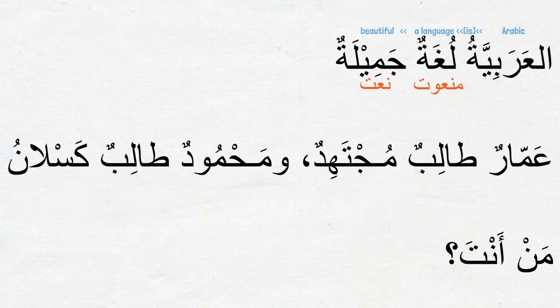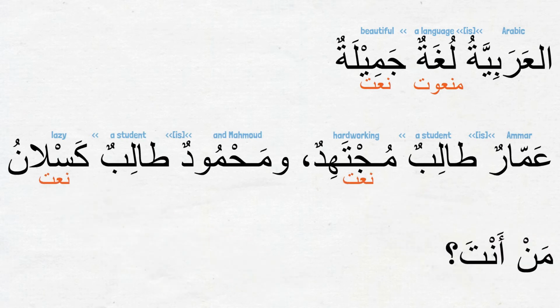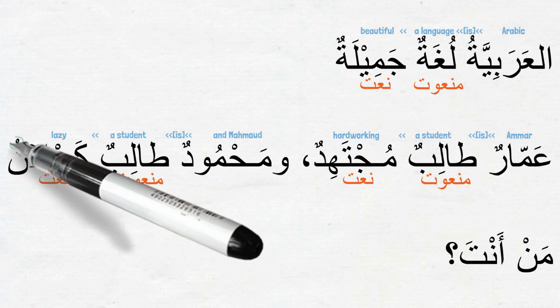Next we have عمار طالب مجتهد ومحمود طالب كسلان. Ammar is a hard-working student and Mahmud is a lazy student. Here we have the ism mujtahidun and kaslanu both coming as na'at to talibun in their respective sentences. As we learned in the beginning of the tutorial, the ism kaslanu is nakira, indefinite ism. But because it is diptote, it doesn't end with tanween.